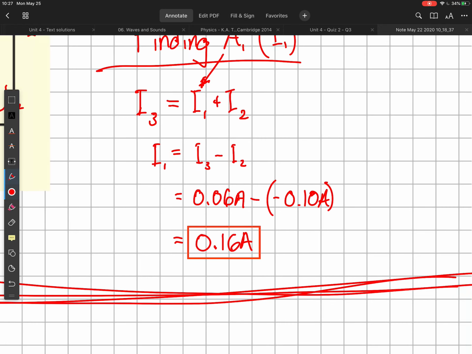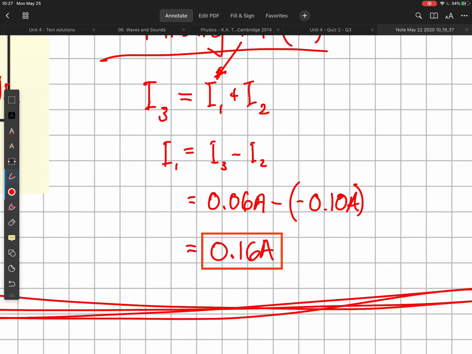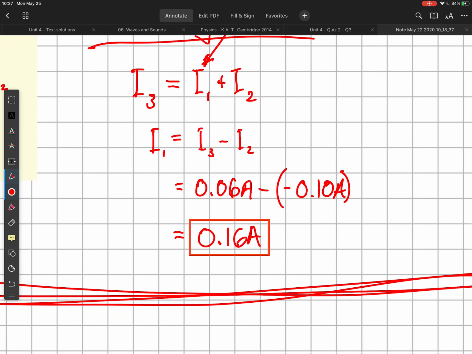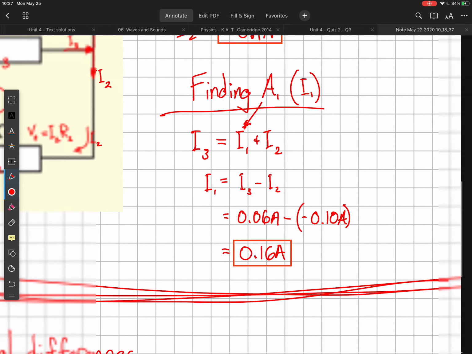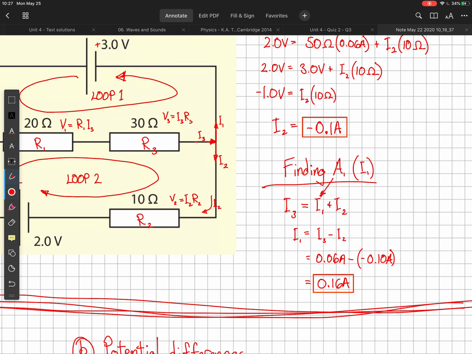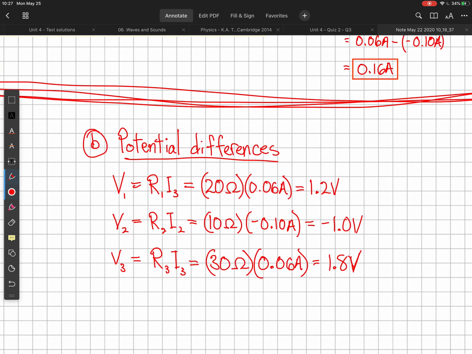Okay, so again, Kirchhoff's law says the current going into a junction is equal to the current going out of the junction, or vice versa. So I set up my problem, I sub 3 is equal to I sub 1 plus I sub 2, and I solve for I sub 1, and plug in my values, and I get 0.16 amps. Again, this is exactly the same as the answer your book came up with, but they used a slightly different method, just a little bit different algebra, same answer.